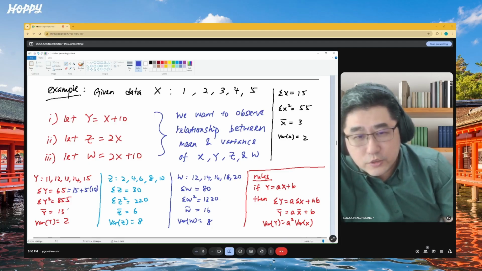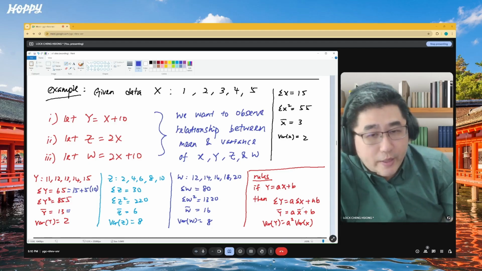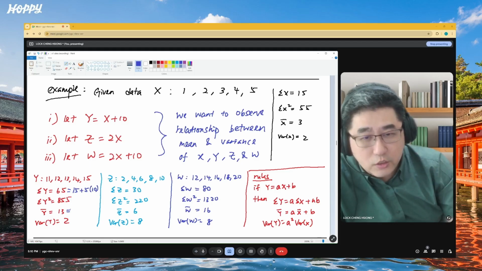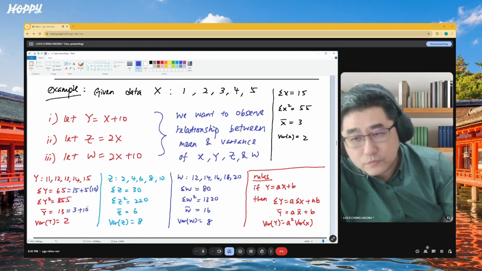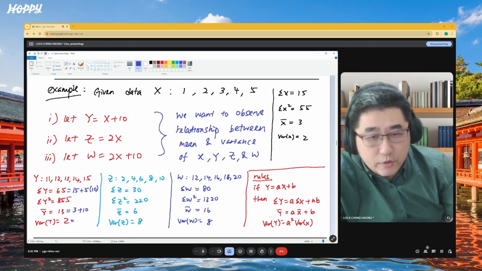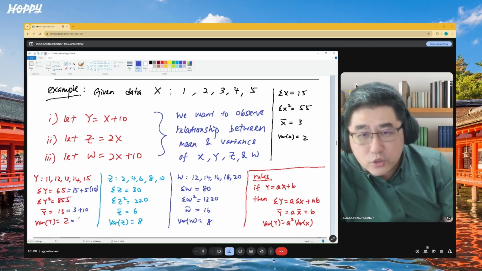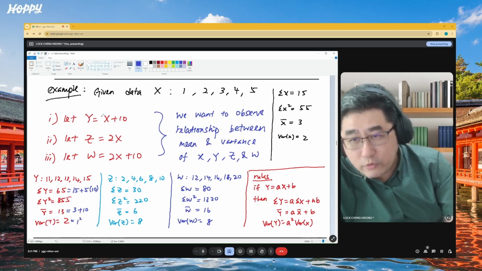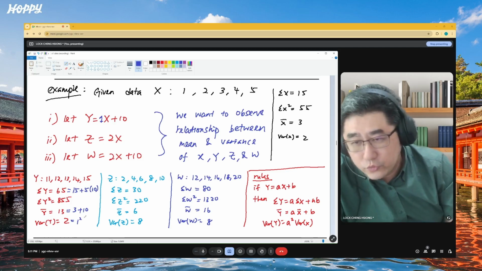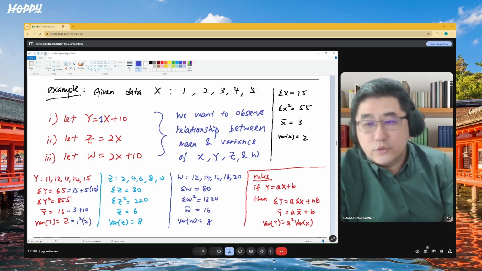The second rule says bar y equals to a bar x plus b. So this is x plus 10. So 13 equals to 3 plus 10. And the variance of y equals to a square variance of x. So I have 1 square, because there's 1 in front here, 1 square times variance of 2. So it's a 2. So it's the same.